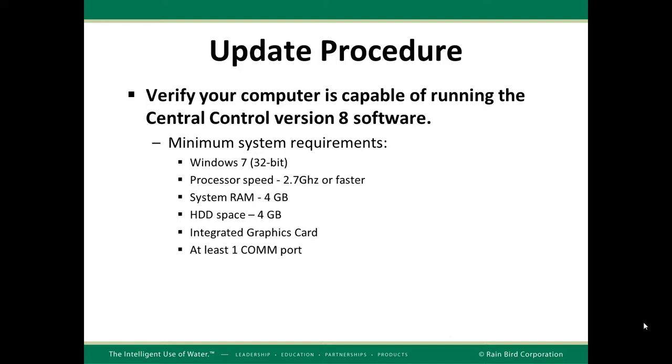The first thing you'll want to do is verify that the computer you're upgrading is capable of running the new version of our central control software. The system needs to be at least a Windows 7 32-bit capable system, although the software also runs on Windows 8.1 and Windows 10, 32 and 64-bit processors. The processing speed must be 2.7 gigahertz or faster, 4 gigabytes of RAM, 4 gigabytes of hard disk drive space, an integrated graphics card, and at least one COM port.